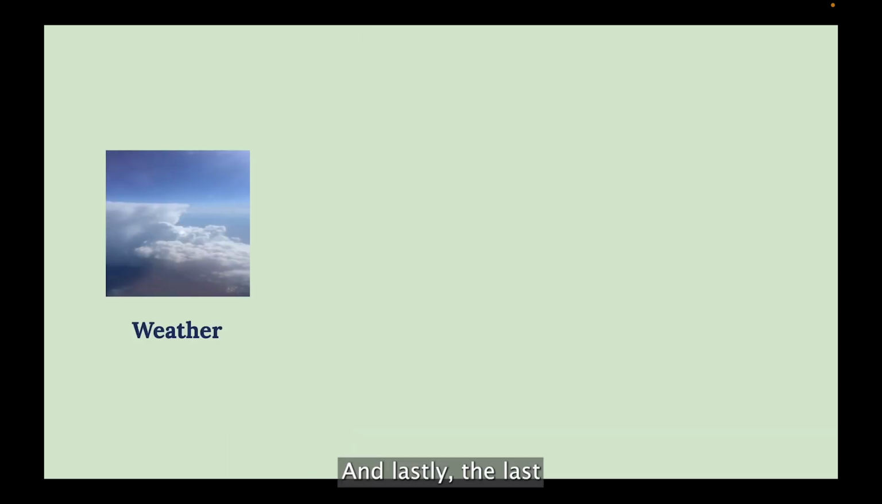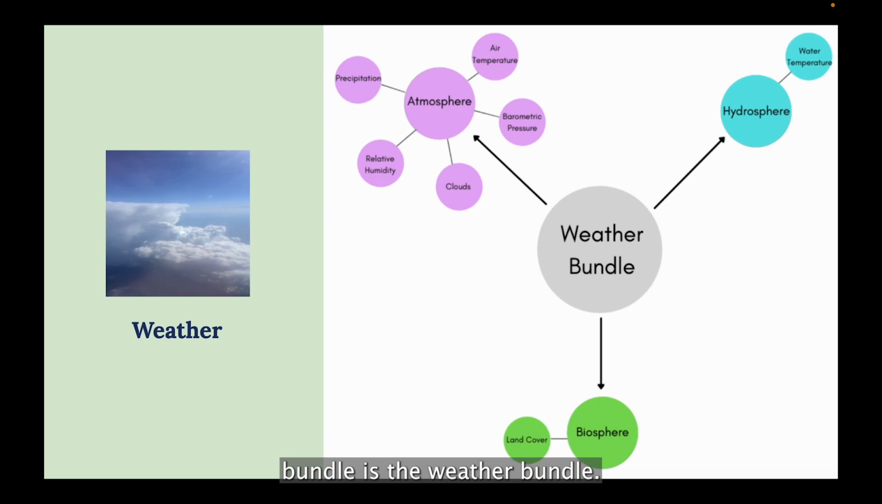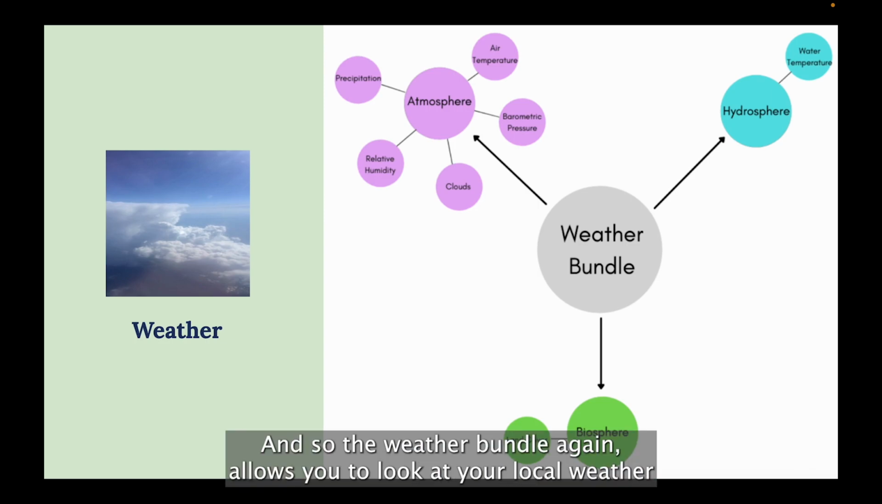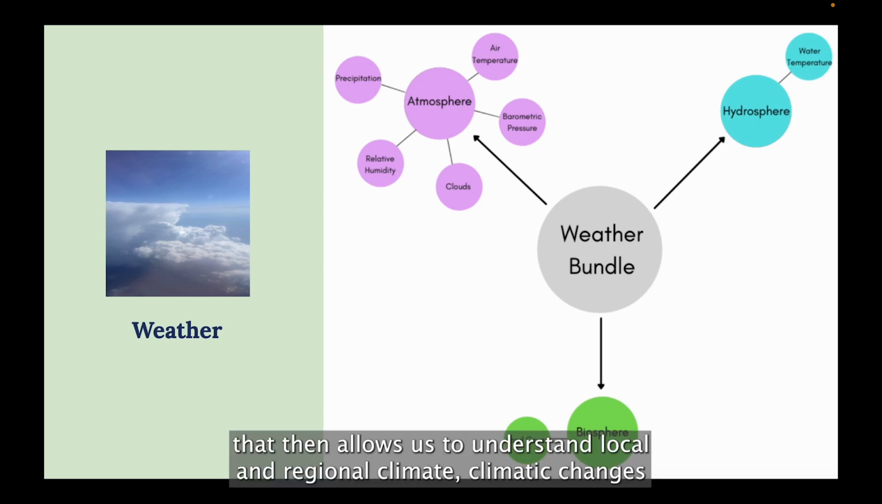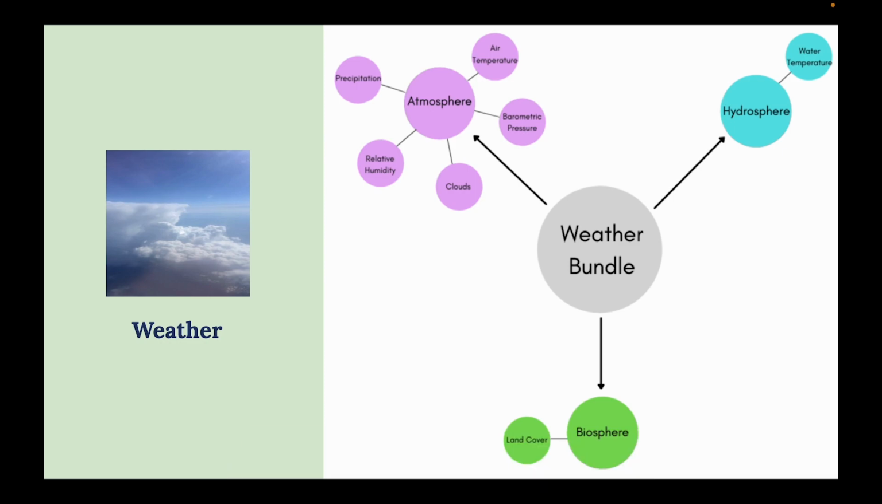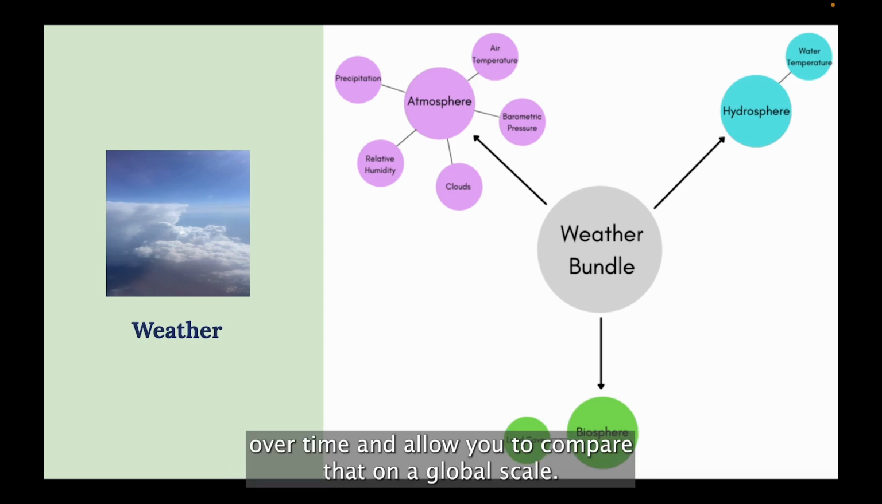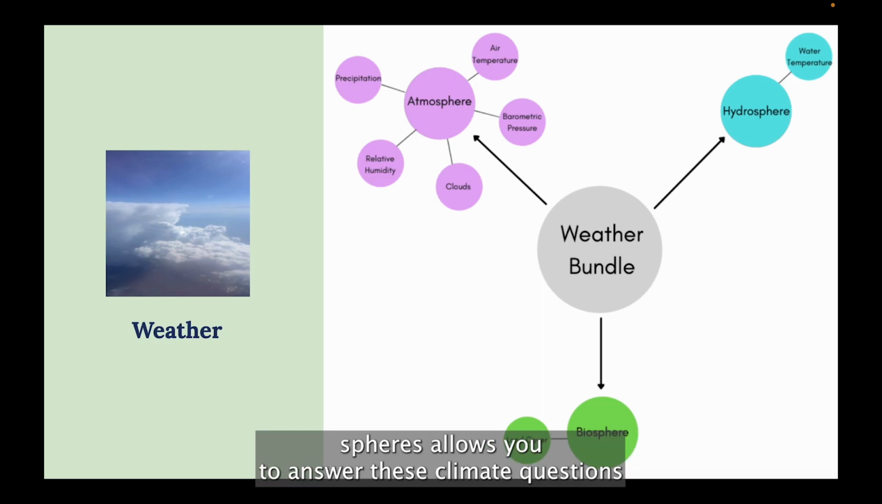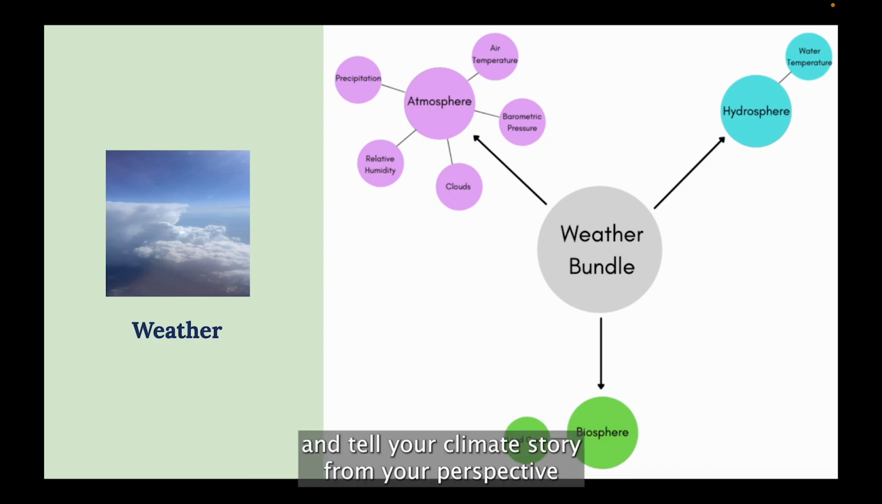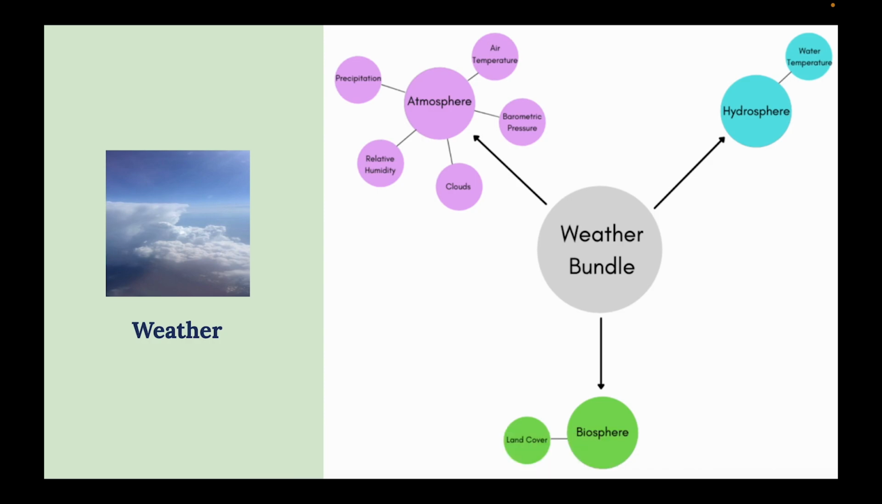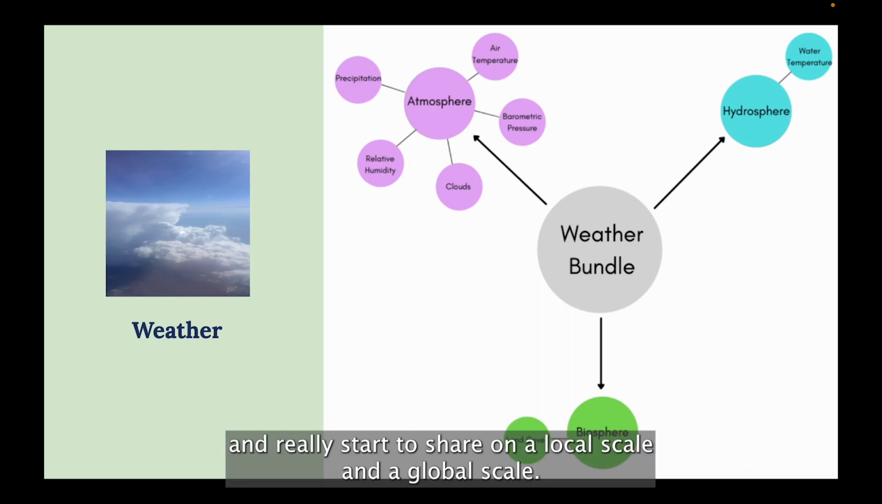And lastly, the last bundle is the weather bundle. And so the weather bundle, again, allows you to look at your local weather. That then allows us to understand local and regional climatic changes over time, and allows you to compare that on a global scale. So again, just taking measurements amongst multiple spheres allows you to answer these climate questions and tell your climate story from your perspective, and really start to share on a local scale and a global scale.